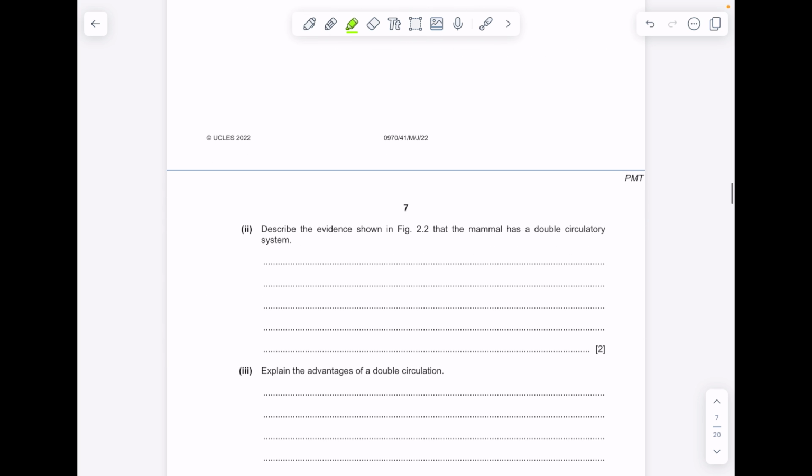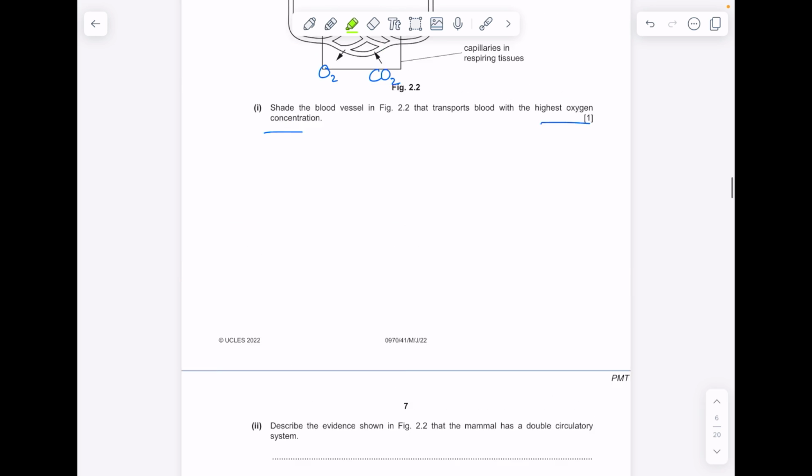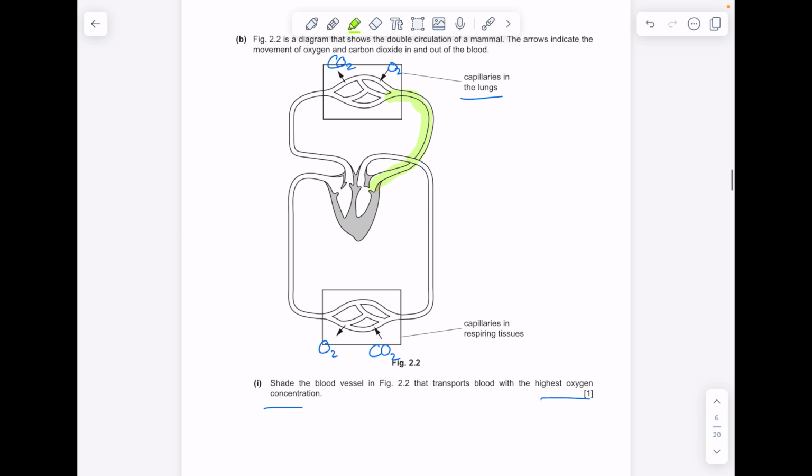Describe the evidence shown in figure 2.2 that the mammal has a double circulatory system. First of all, there's that separation of the left and right sides of the heart, meaning that oxygenated and deoxygenated blood don't mix. Then we could define it just saying what I said about the double circulatory system, which is that blood enters the heart twice for every one complete circuit around the body.